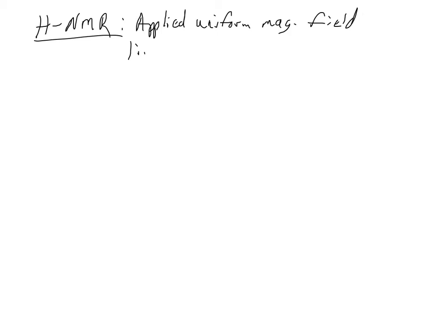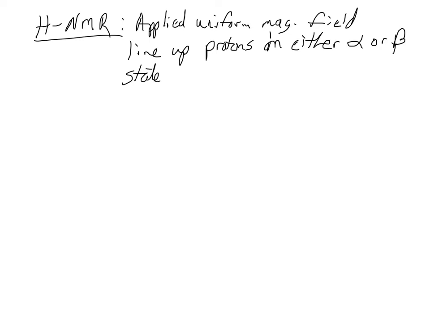So we line up the protons. The magnetic field does that? Yep, it lines up the protons in either alpha or beta states. So either they're with the magnetic field, the big one, or they're against it, one of two places.